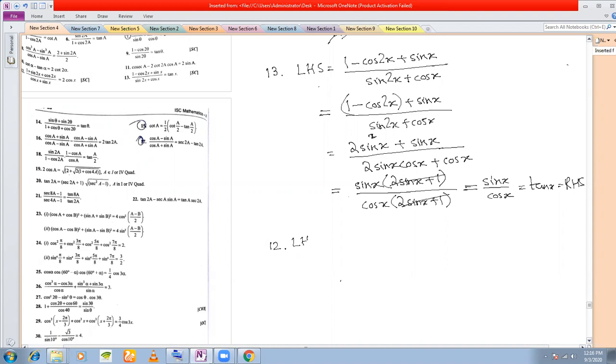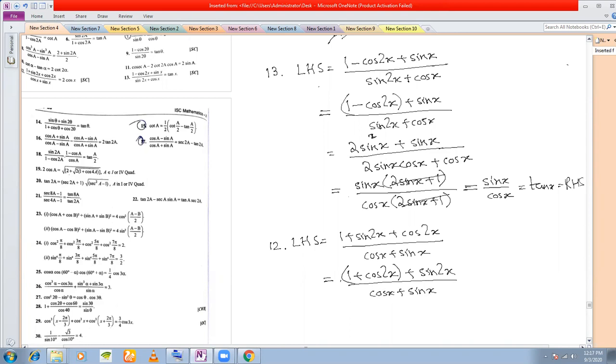Left hand side: 1 plus sine 2x plus cos 2x, divided by cos x plus sin x. In fact, it turns out to be the same. So what we have here is you group 1 plus cos 2x together, and sin 2x you take separately, divided by cos x plus sin x.